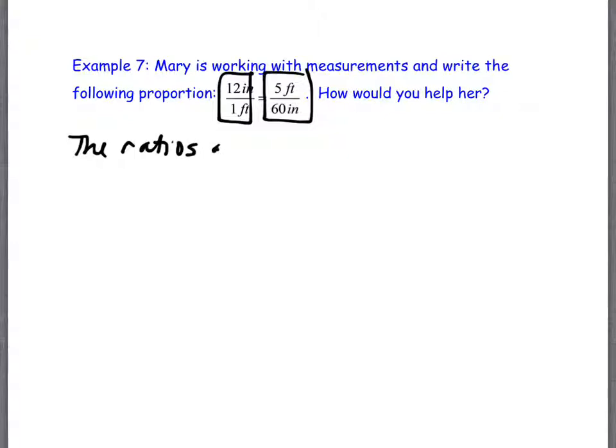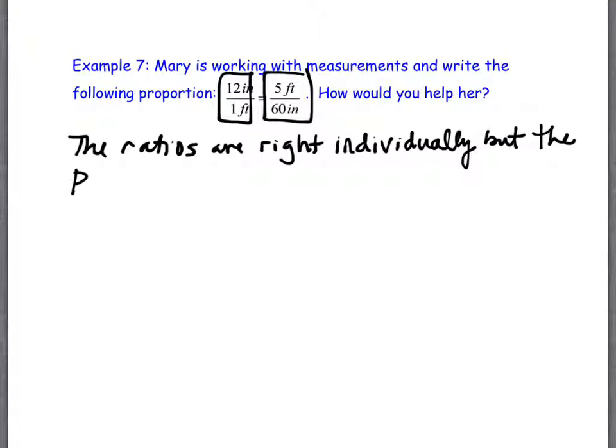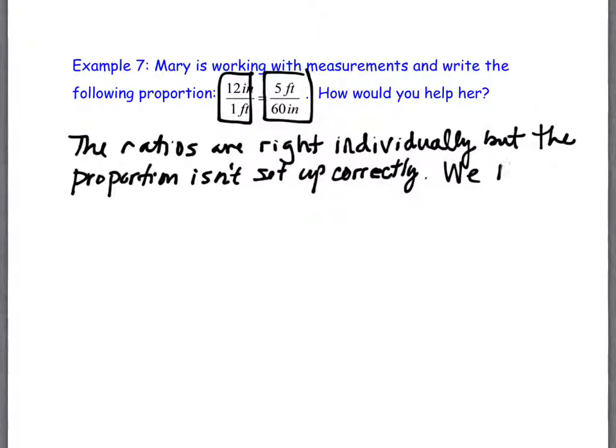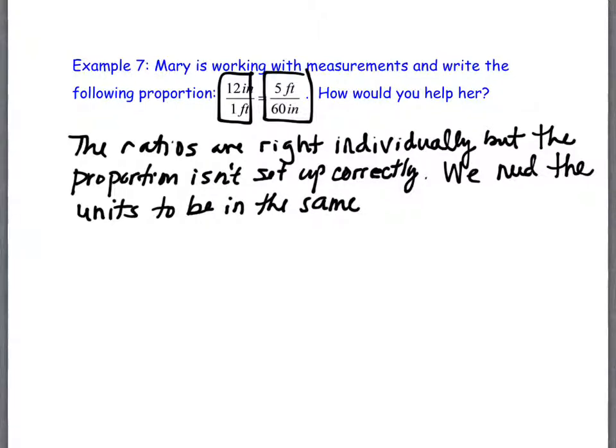So the ratios are right. Individually, right? The individual ratios are correct. But the proportion isn't set up correctly in the right pattern. Something of that nature would work. What we need is we need the units to be in the same, I'll call it location, right? The same place, either both on top or both on bottom kind of thing.